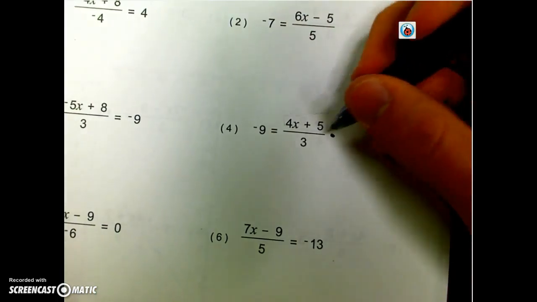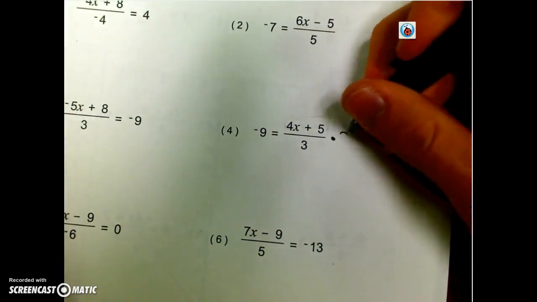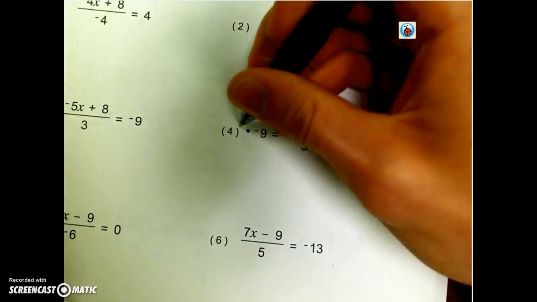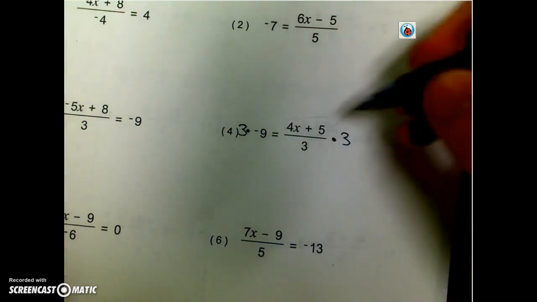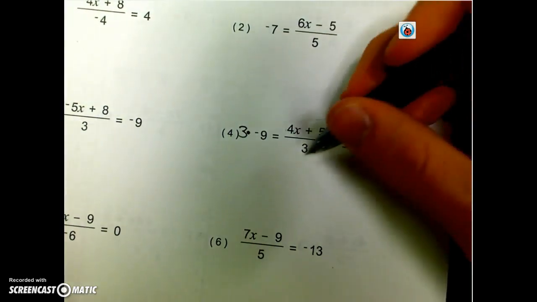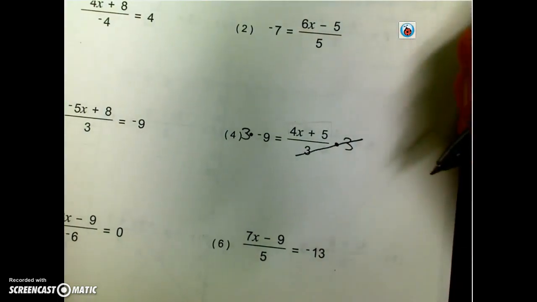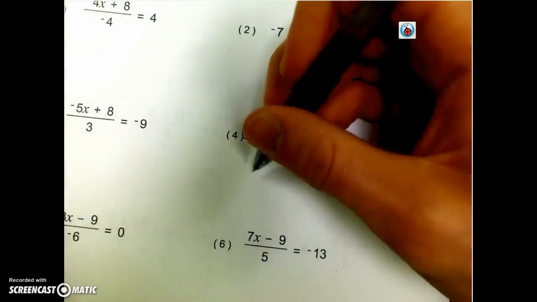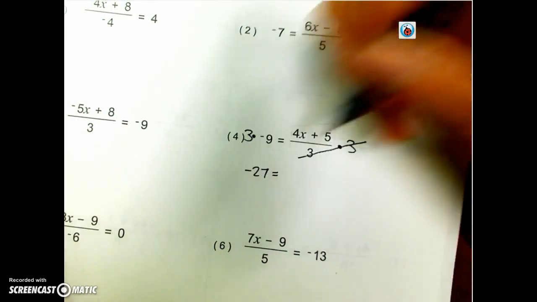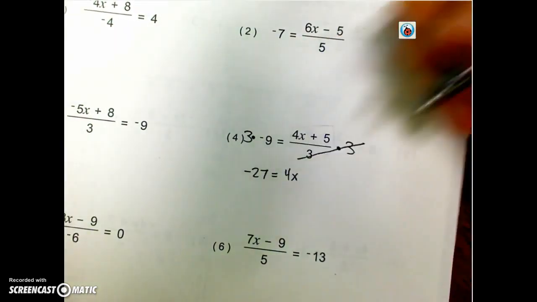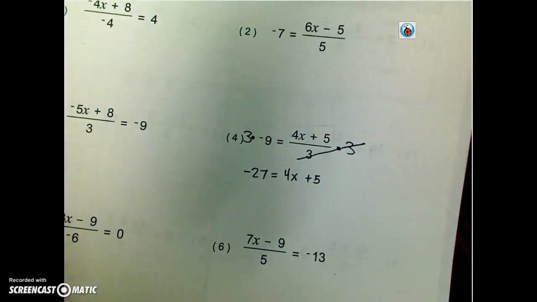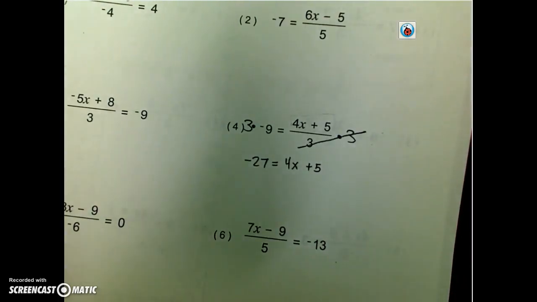So I can actually solve this by multiplying both sides, because what I do to one side I must do to the other, by a 3. So since this whole side is divided by 3, and I multiply by 3, they will cross off. And over here they'll multiply. So I now have a -27 is equal to a 4x plus a 5. Alright, and then once we do that, we're just to a regular two-step equation.